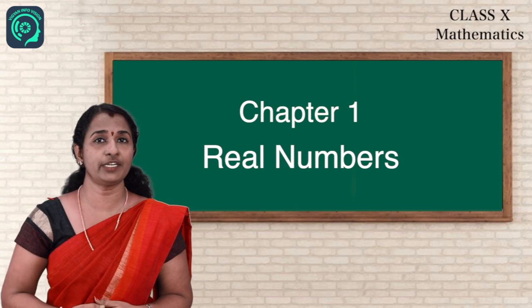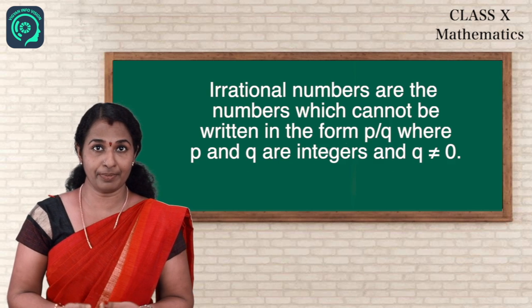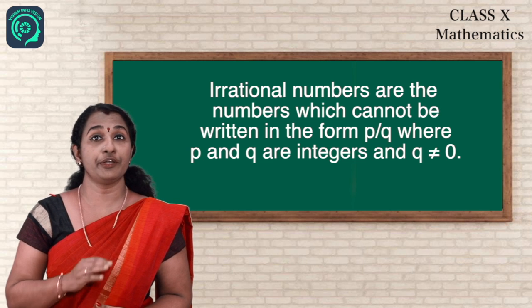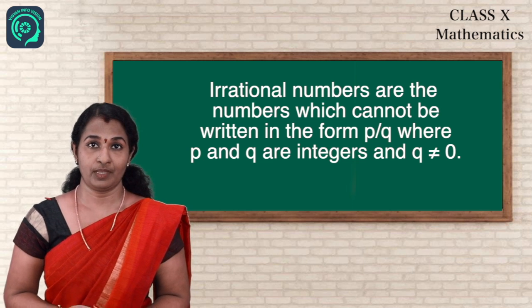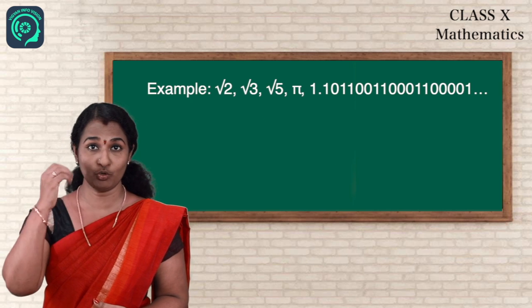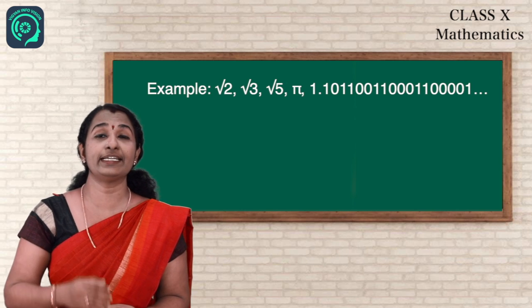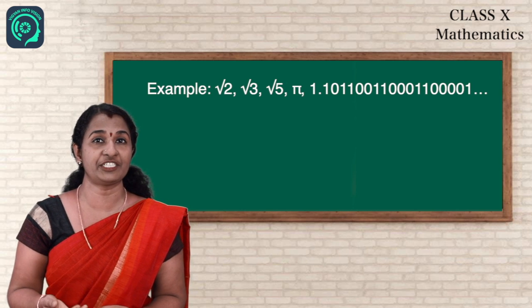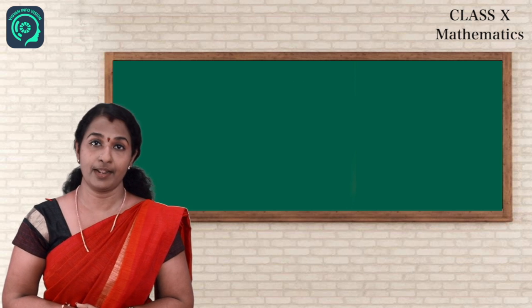Now what are irrational numbers, children? You have already learnt in class 9. Irrational numbers are the numbers which cannot be expressed in the form p by q. Can you give me an example? Yes, root 2, root 3, root 5, pi, all are irrational numbers. You can see the decimal expansions will be non-terminating, non-recurring. All those will come under irrational numbers.